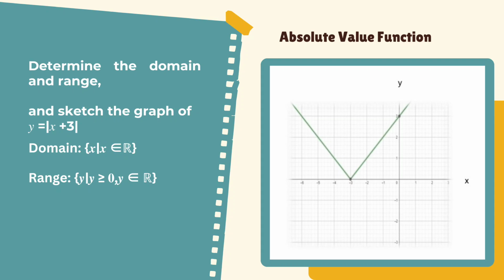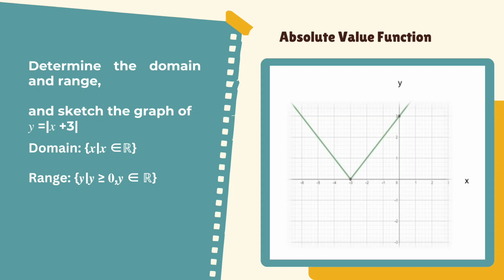We have to determine the domain and range and sketch the graph of y is equal to the absolute value of x plus 3. So for any real number x, the expression x plus 3 can take any value. So our domain is x such that x is an element of real numbers. So considering y is equal to the absolute value of x plus 3, the absolute value function yields non-negative values. Hence, y is always greater than or equal to 0. So our range is y such that y is greater than or equal to 0 and y is an element of real numbers.